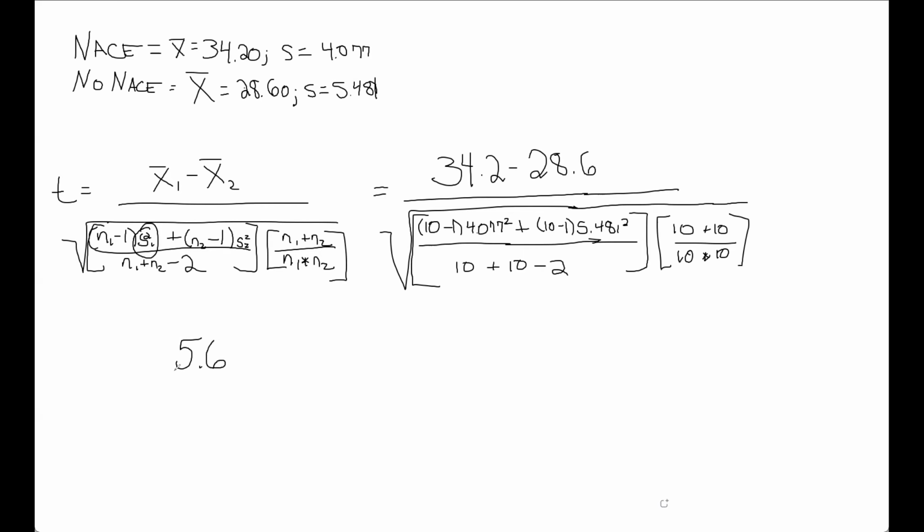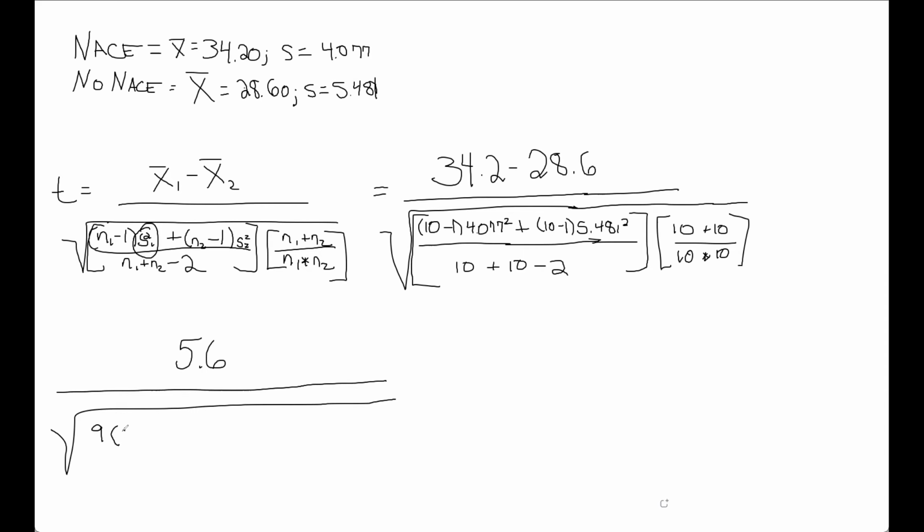But just so you know, 34.2 minus 28.6 is 5.6. And then again, I always forget to take the square root. That's kind of my thing. So I always point that out to students so that you don't make the same mistake. And of course, 10 minus 1 is 9. And we can multiply that.